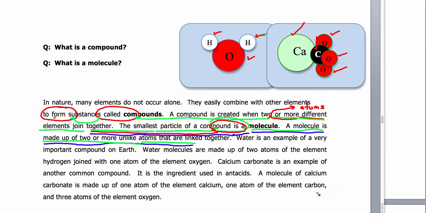So water molecules are made up of two atoms of the element hydrogen joined with one atom of the element oxygen. And then you can just put a star by calcium. You don't have to underline all of that. But you might want to take a moment and sketch these. I think you should sketch these molecules into your notes, label them.